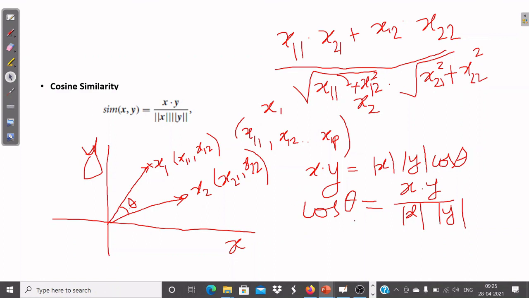So cos theta is our similarity measure. Given two points like this, this is how you find the dot product of the two, divided by their absolute value measures. This is for only two dimensions. For n dimensions you will have n dimensional computations similar to this. Similarity between x and y is x dot y divided by norm x into norm y. This is how cosine similarity is calculated.